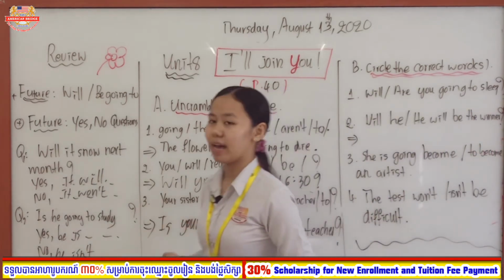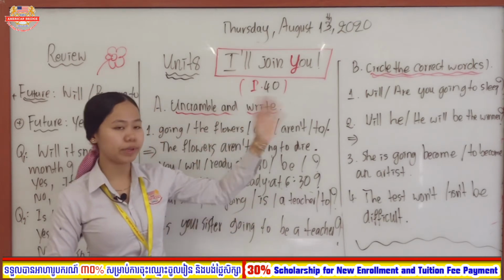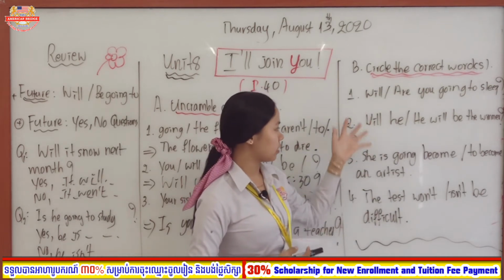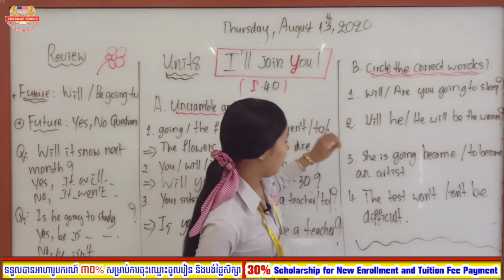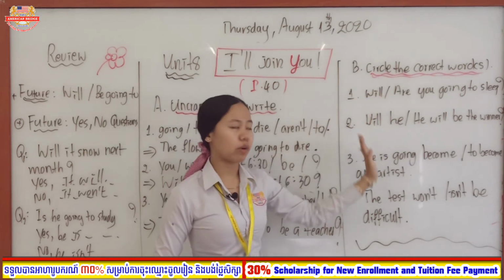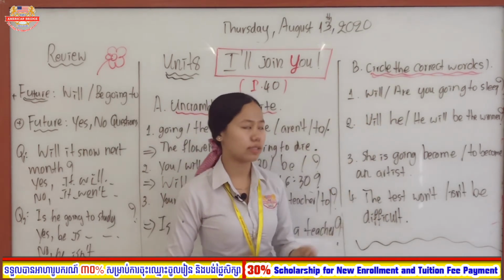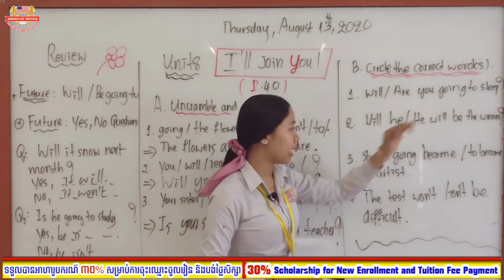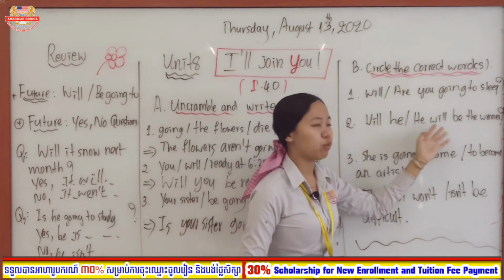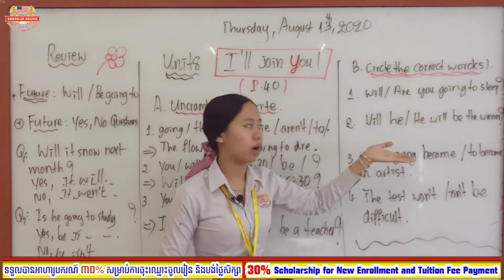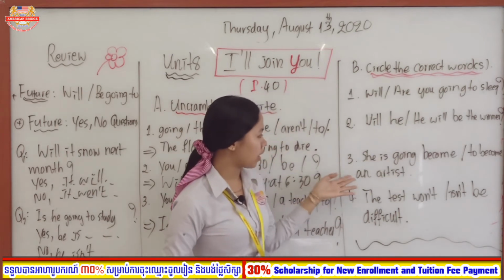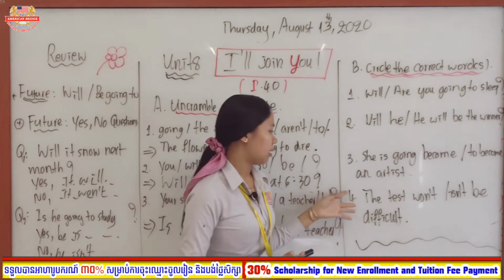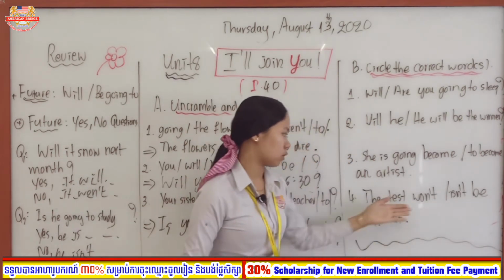So now we finish our unscramble and write. Moving on to section B: circle the correct word. It's very easy as well. You just look at the sentence and try to circle the correct one. Number 1: will or are you going to sleep? Number 2: will he or he will be the winner? Number 3: she is going to become or she is going become. And number 4: the task won't or isn't be difficult.